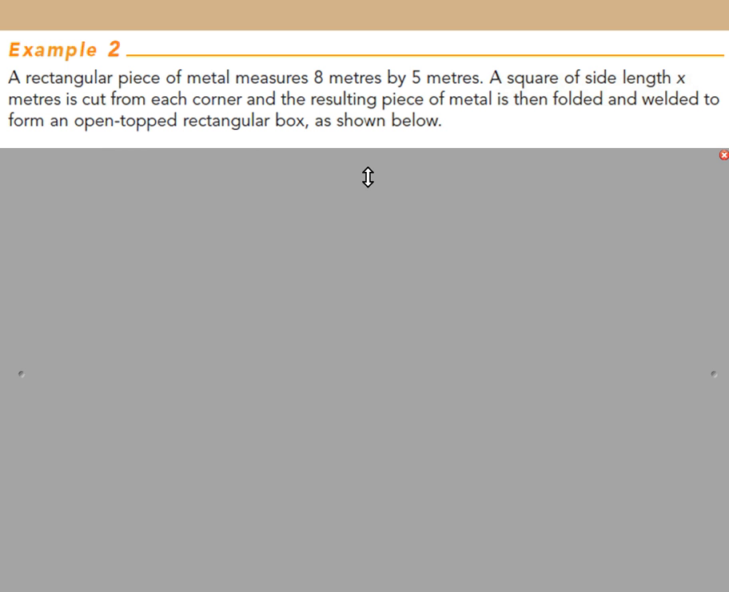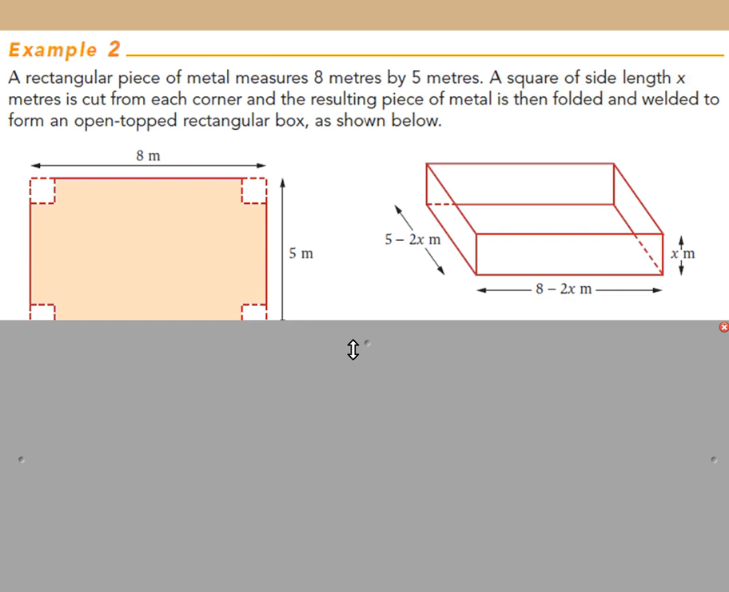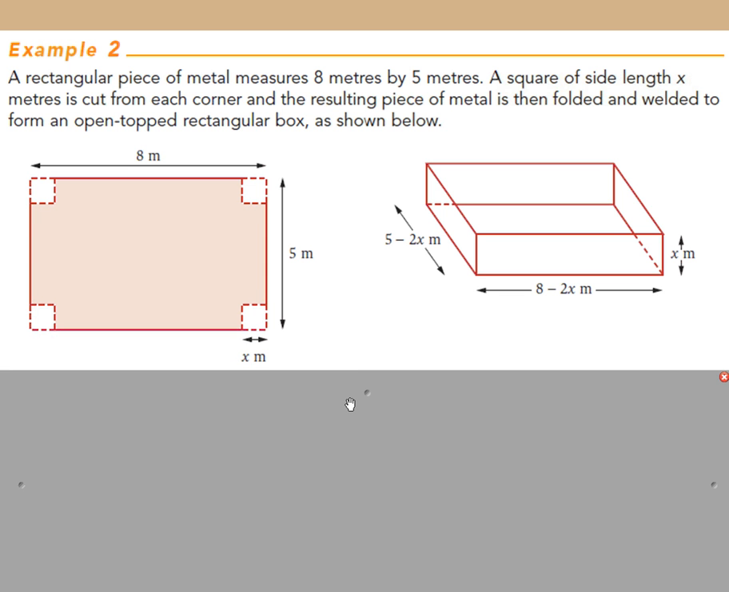So as it shows there, it's 8 by 5. So if we take X out of each end, that means that this length down here then is 5 minus 2X, which becomes the width. From there to there is going to be 8 minus 2X, which becomes the length. And of course, the dotted bit here, when it folds up, becomes the height.